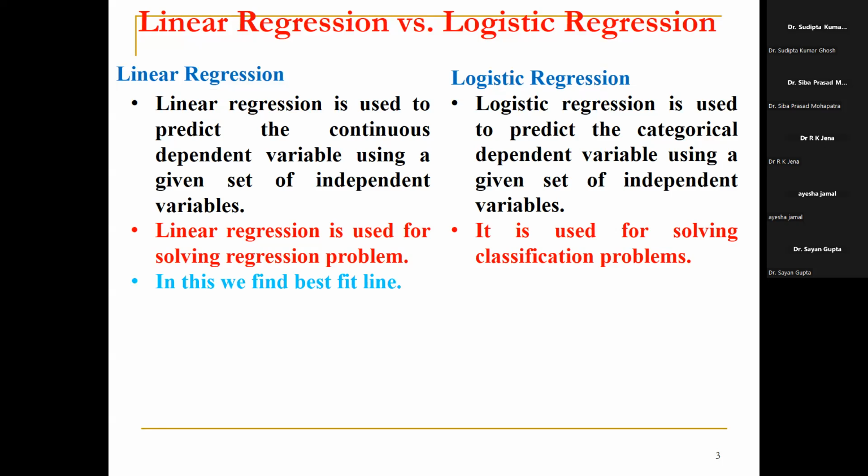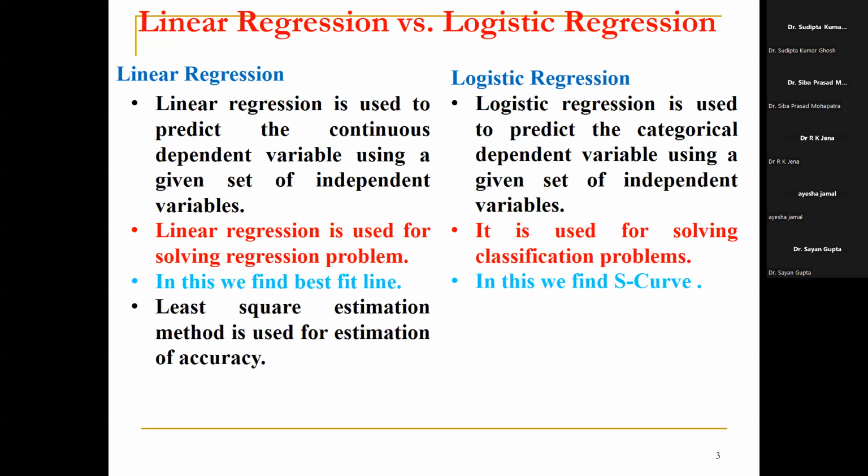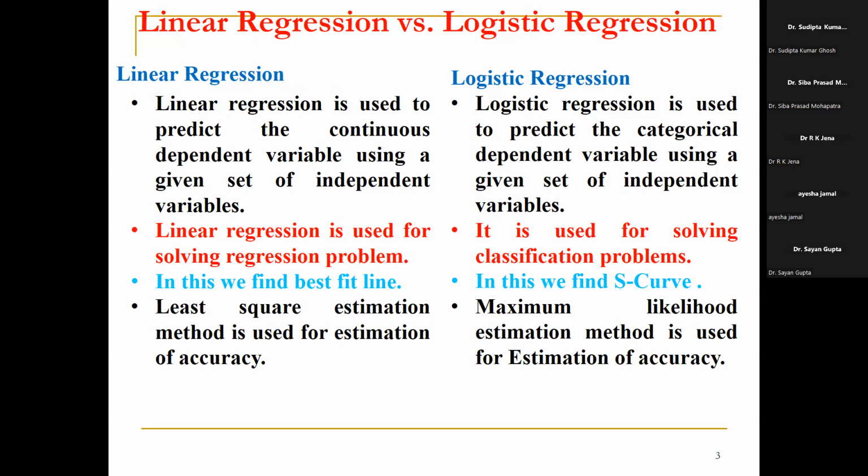In linear regression, we find the best fit line. But in logistic regression, we try to find the best S-curve. We'll discuss more about what an S-curve is and how it is different from the fit line. The least squares estimation method is generally used for estimation of the coefficients and also the prediction accuracy. But in logistic regression, we use the maximum likelihood estimator to find the coefficients and also estimate the accuracy of the model.